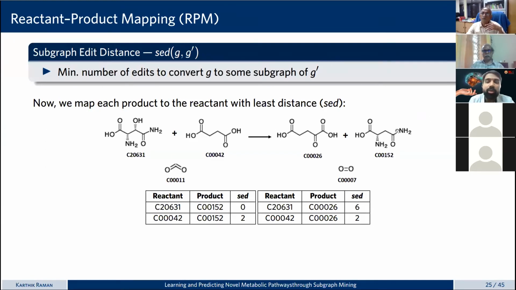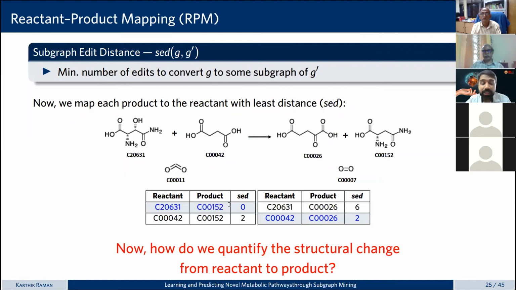So you say that compound 152 looks very similar to this compound 2631, and that's what subgraph edit distance brings out in the end. And we identify this pairing. We identify that C42 is very close to C26 and C2631 is very close to C152, and we map these up. So once we map these, we also quantify the structural change.